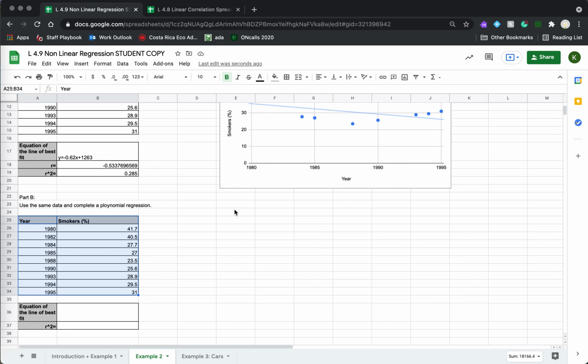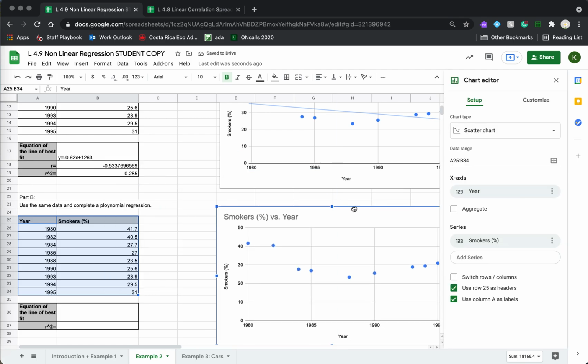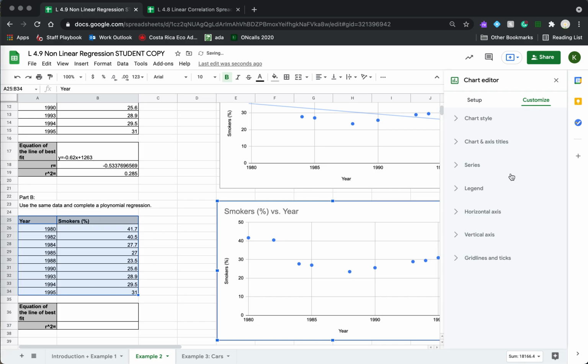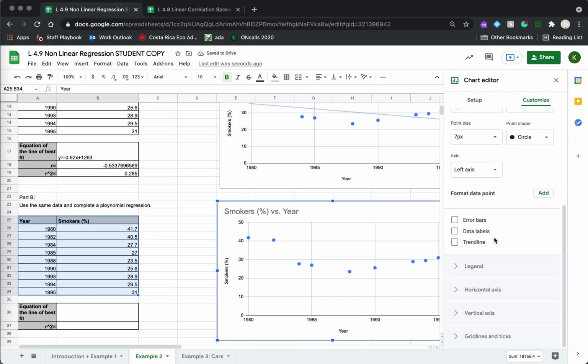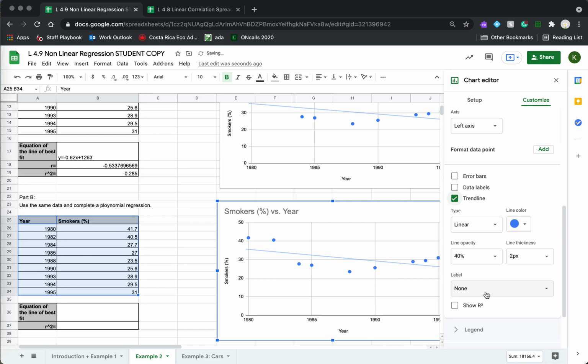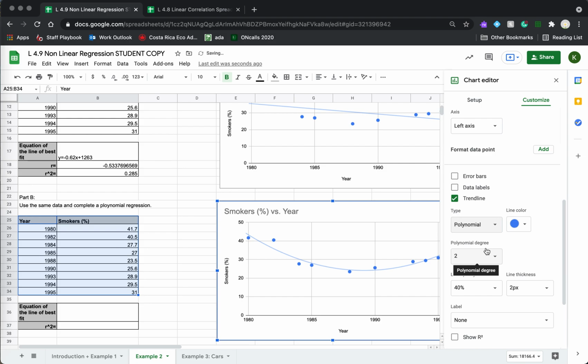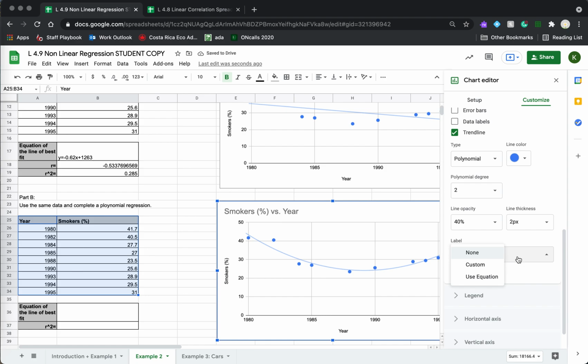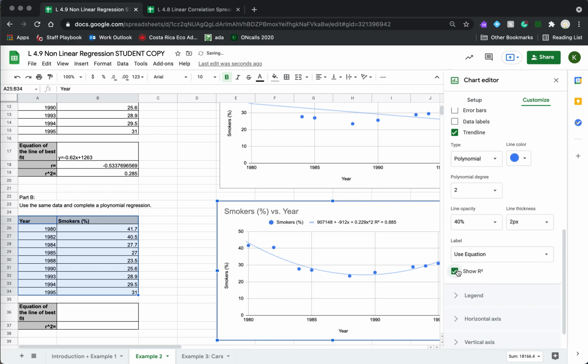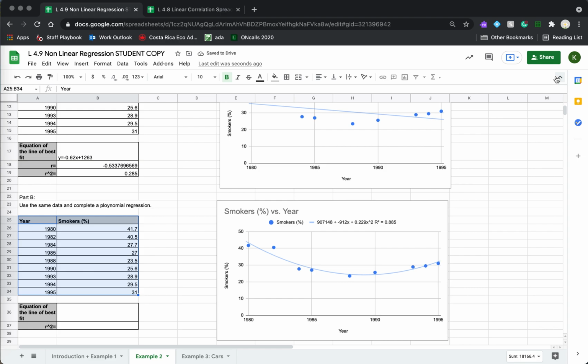insert our chart. There it is. Again, customize series to do the regression, trend line. But this time around, I'm going to do a polynomial one instead. This one looks pretty good, having it be quadratic, or a polynomial degree of 2. You can kind of play around with them, but they're all pretty similar. I'd probably stick to the quadratic, but you can try something different if you'd like to. Again, we label it using our equation and add in our r squared.